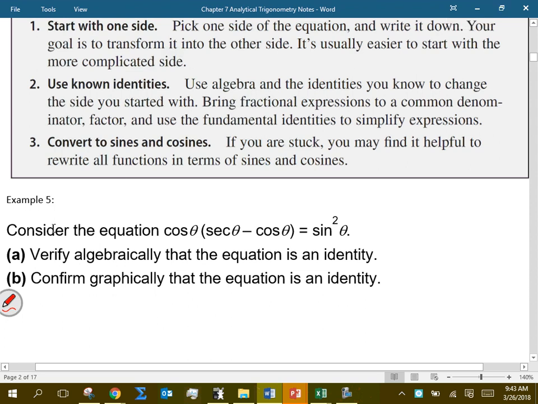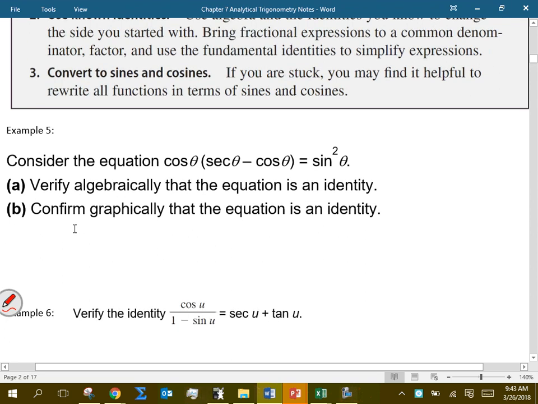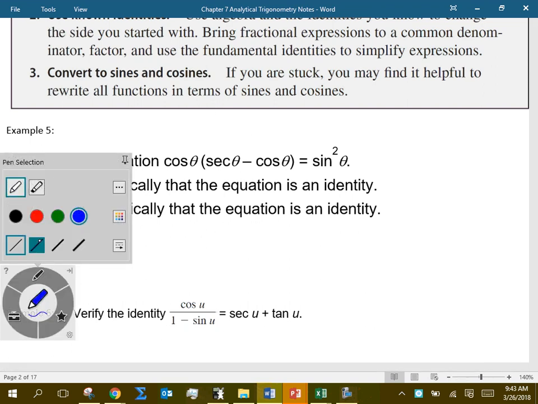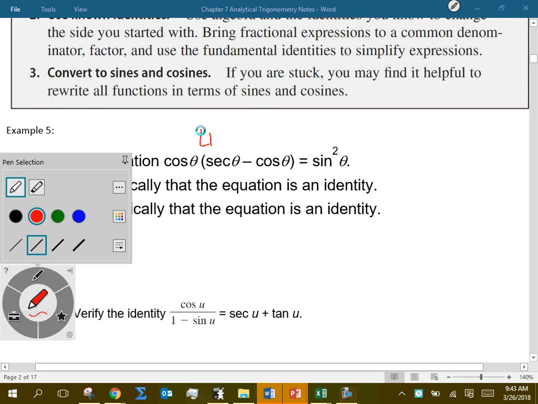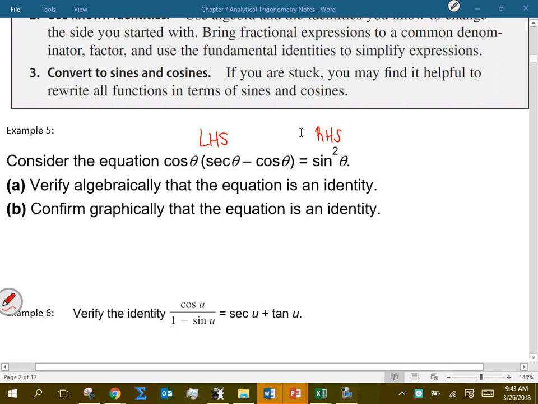Now, if I look at this one, so we're going to do this example. It says consider the equation cosine theta times the quantity secant theta minus cosine theta is equal to sine squared theta. If I look at that, and this is just the notation here, guys, we're going to call this LHS, and this is RHS. You see that a lot when we're trying to prove algebraic equations or identities. What do you think LHS stands for? Left-hand side, right-hand side, okay? So which side do you think is the more complicated side?